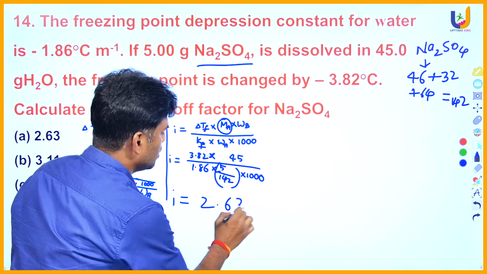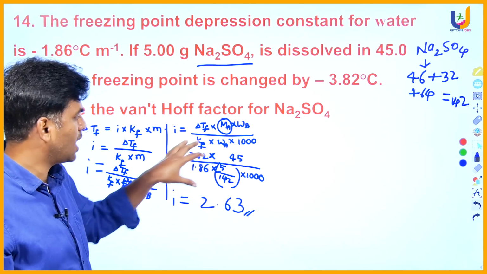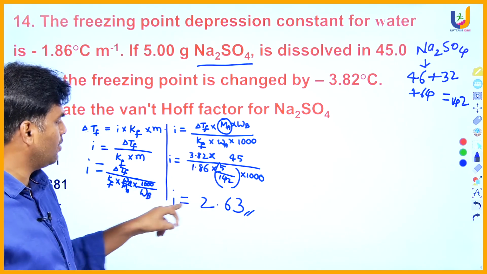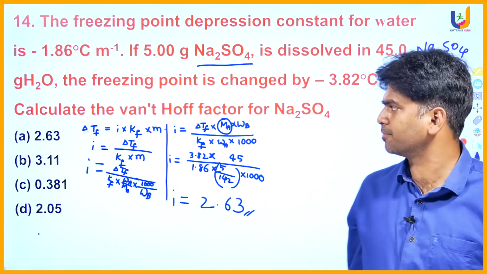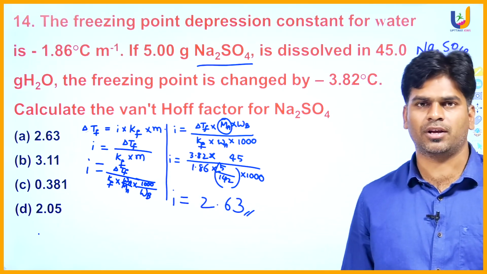After simplification, here I am not explaining the complete solution simplification. I have shown how we substitute the values. Finally, the Van't Hoff factor we will get as 2.63. This is the answer. I hope it is clear. So this is what you can find from the depression in freezing point.